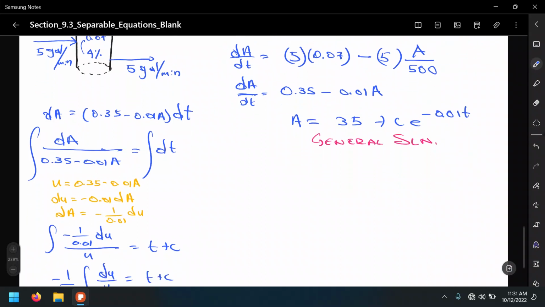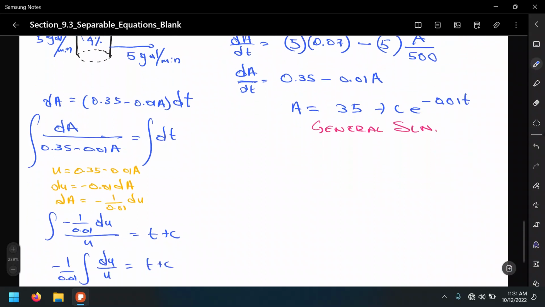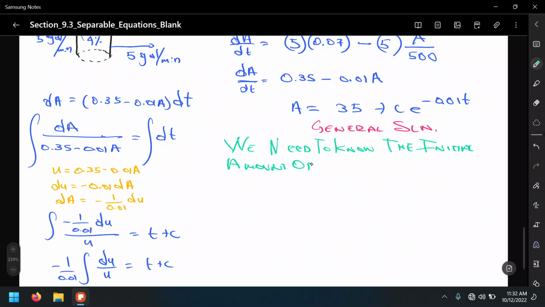And well, so that's a general solution. So we need to know the initial amount of alcohol in the vat. All right, we don't know the amount, we know the percent, which is different.